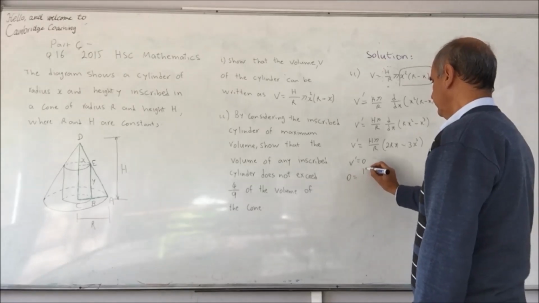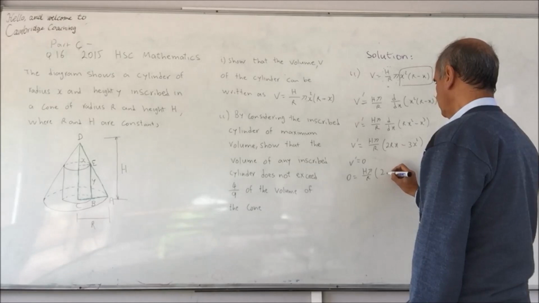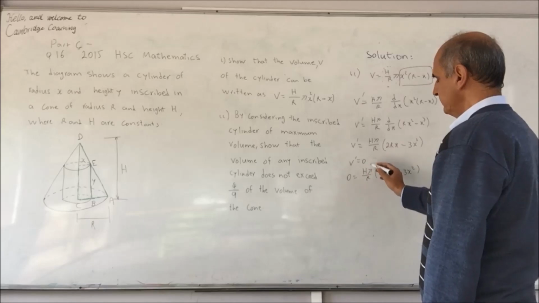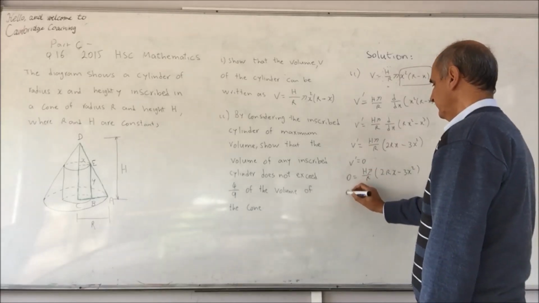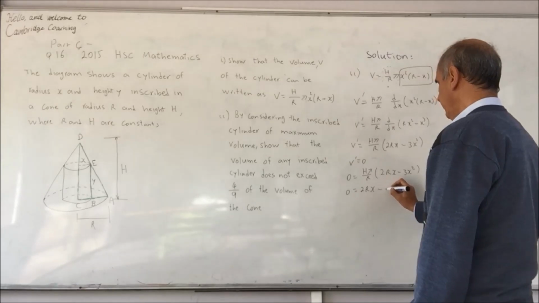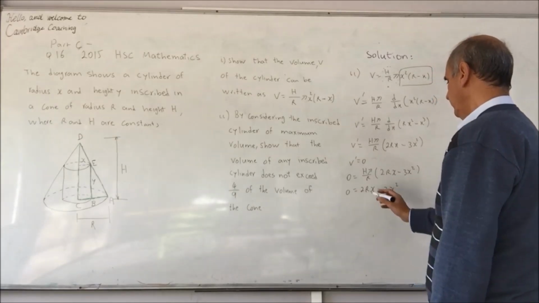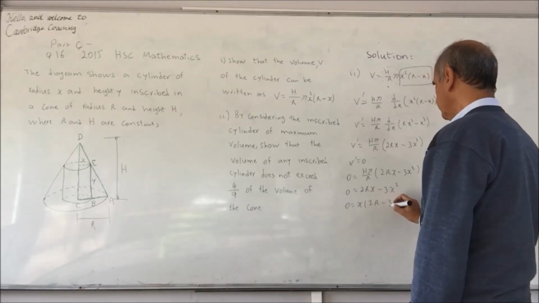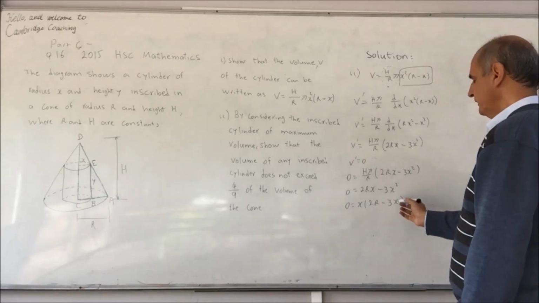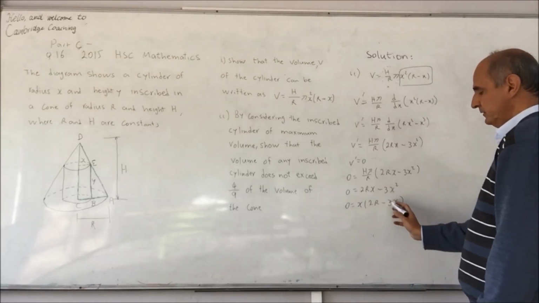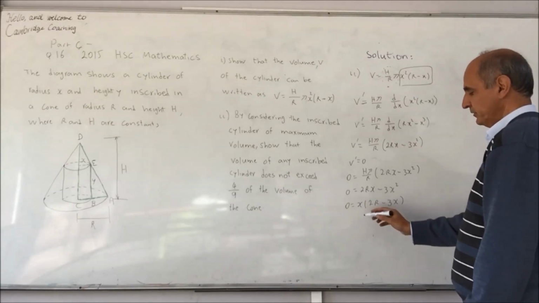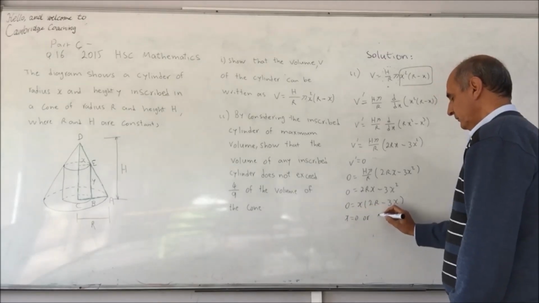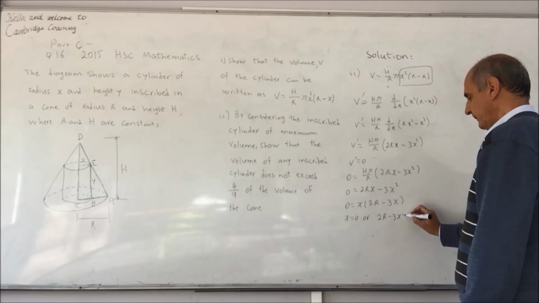So letting it equal to 0 will give us that. Dividing both sides by this constant, h pi on r, you get 0 is equal to 2rx minus 3x squared. Now factorizing for x gives me x times (2r minus 3x). For this to be equal to 0, either of these components must be 0, either x or this bracket.